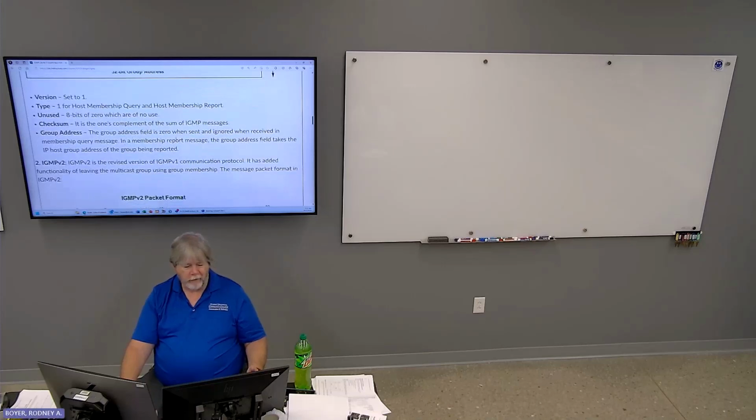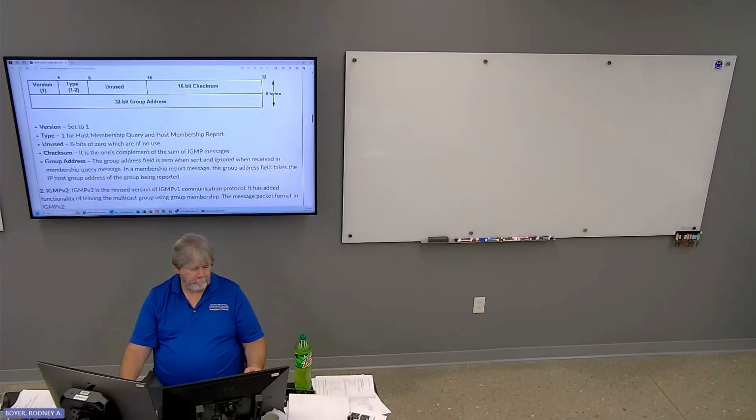Group address field. The group address field is 0 when sent and ignored when received in membership query messages. In a membership report message, the group address field takes the IP host group address of the group being reported. So the group address may or may not be zeros.